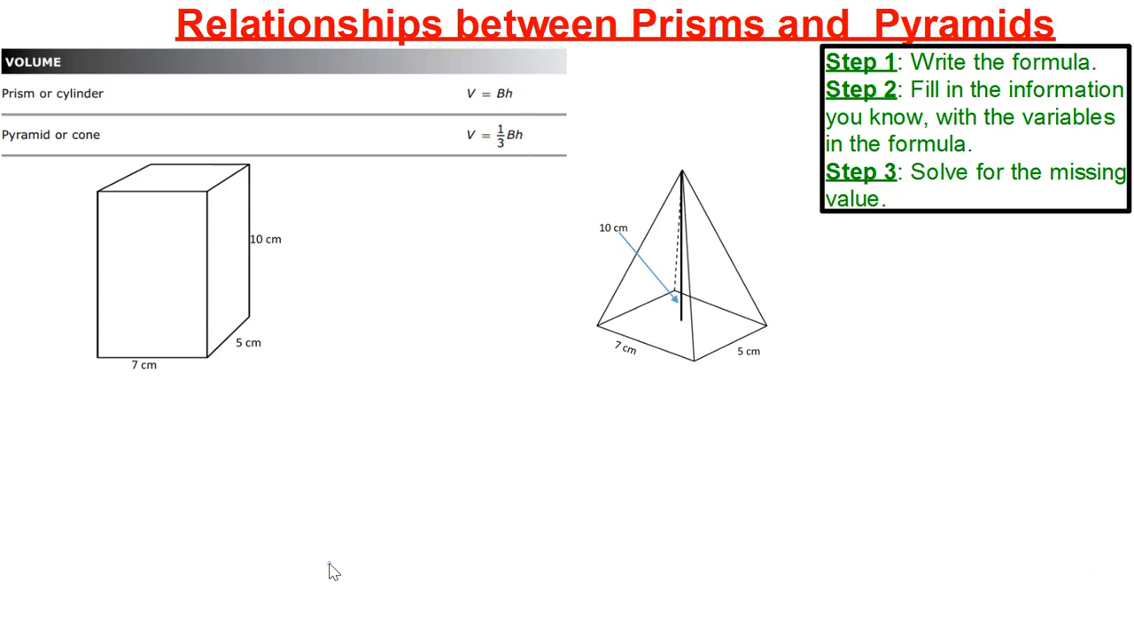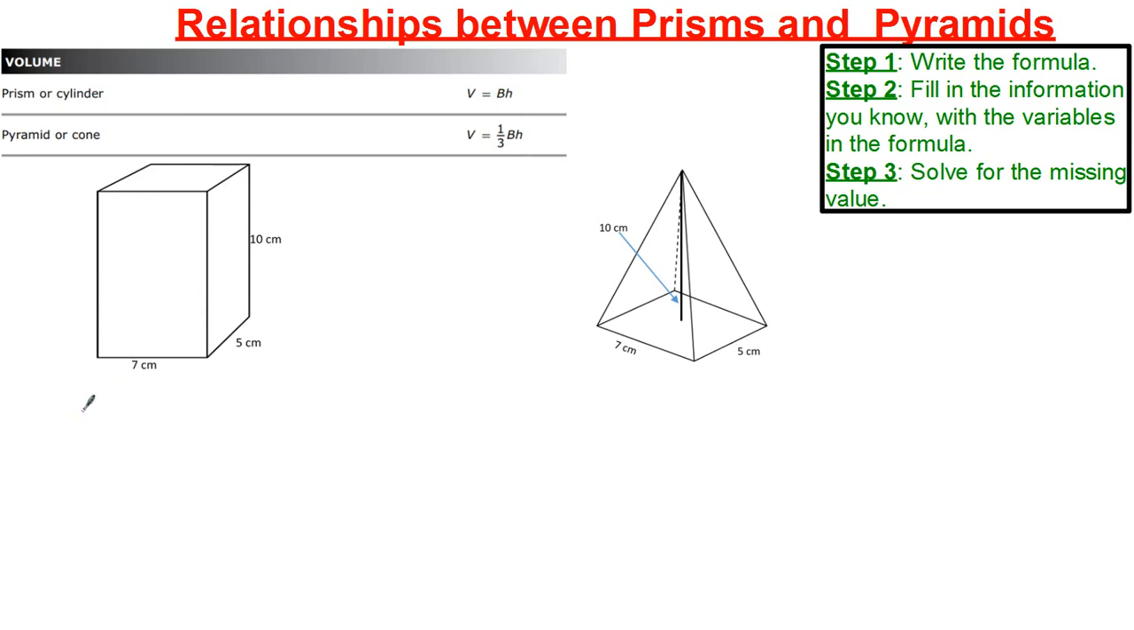So we've gone over prisms and we've gone over cylinders so far. Now let's take a look at their counterparts, which are pyramids and cones. There's a relationship between pyramids and prisms if they have the same base: a pyramid is always going to be 1/3 the volume of a prism, and a prism is going to be 3 times the volume of a pyramid. That's very, very important to remember.